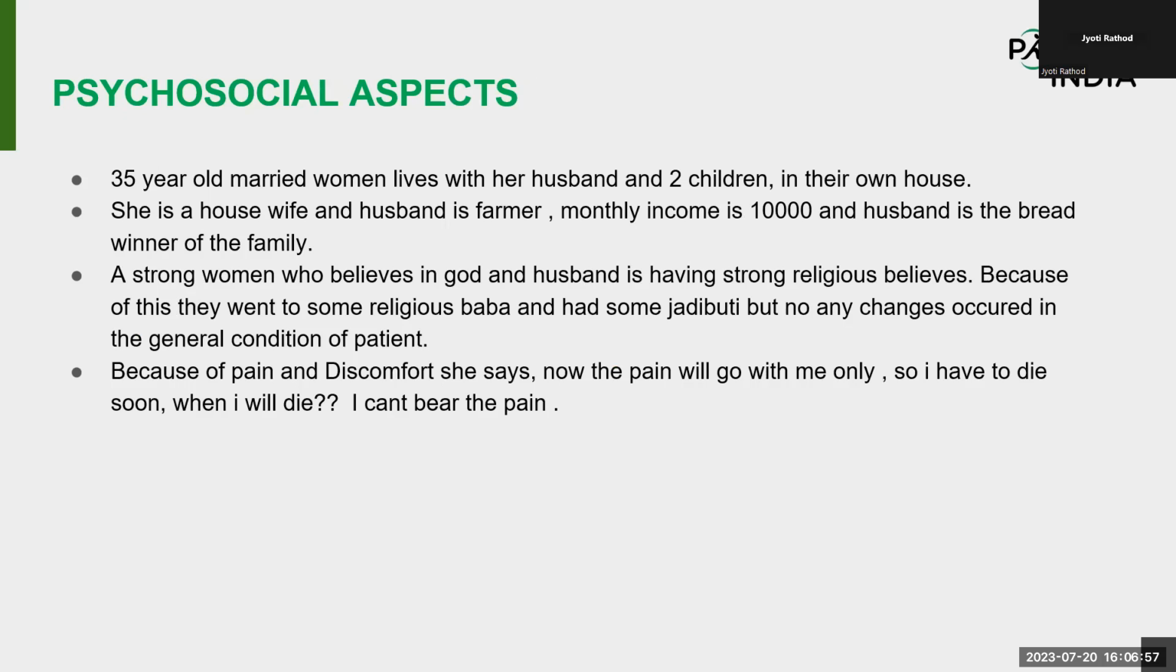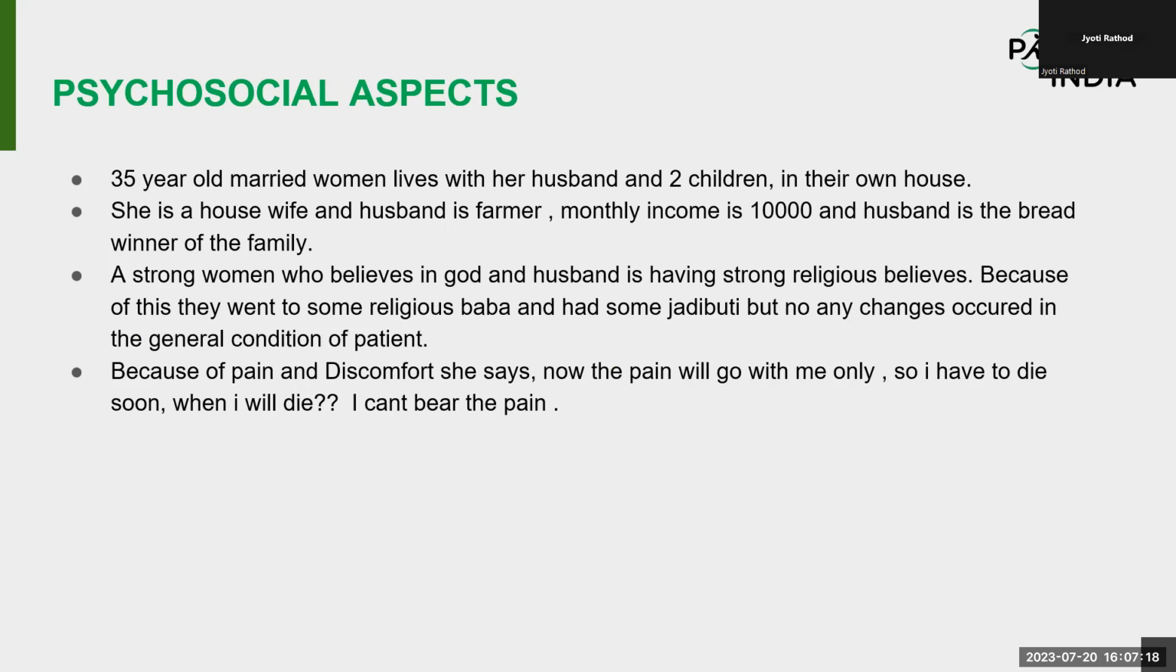Psychological aspects. A 35-year-old married woman lives with her husband and 2 children in their own house. She is a housewife and her husband is a farmer. Monthly income is nearly 10,000 and the husband is the breadwinner of the family. She is a strong woman who believes in God, and her husband also has strong religious belief.